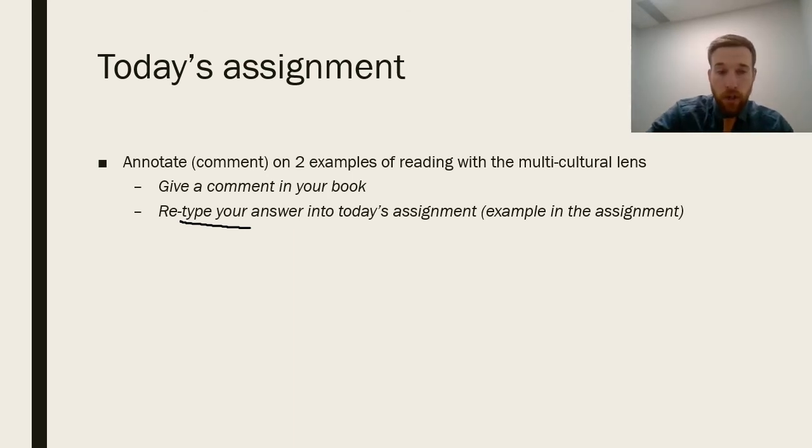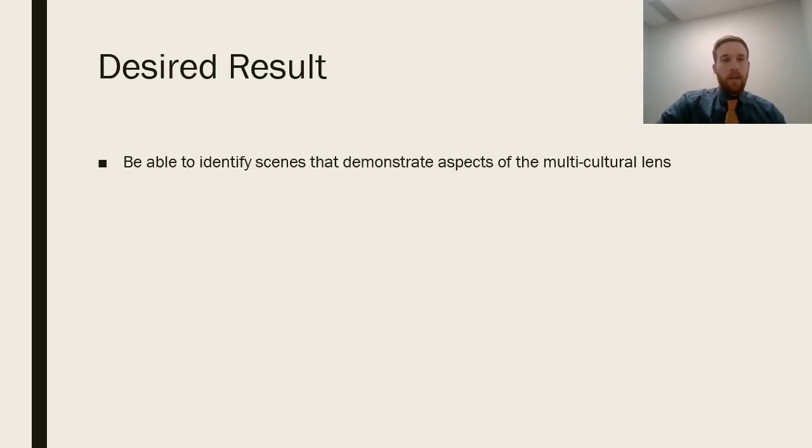So I will still encourage you to make those comments in your book, whether it's through the Post-it note or the writing, but I'll also ask you to type it into today's assignment just so I can see it in that first try. So again, our goal today is to identify scenes that demonstrate aspects of the multicultural lens. I would encourage you to either write down the aspects of the multicultural lens or have this slideshow open when you're working, because we'll do a bunch of practice with it. Eventually, you'll commit it to memory, but at the beginning, it's helpful to have that next to you as you work.